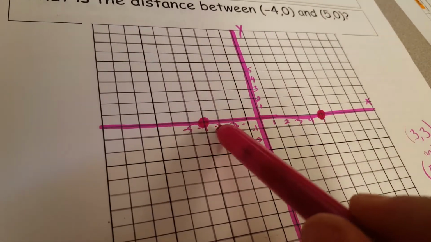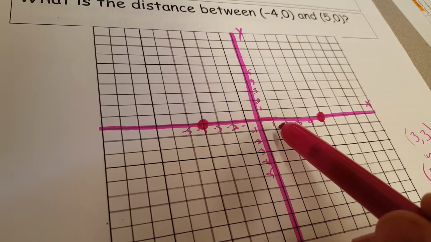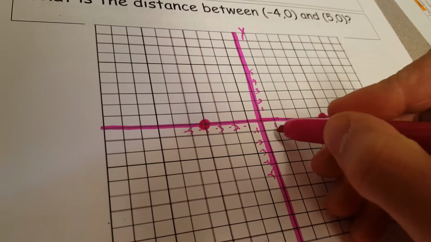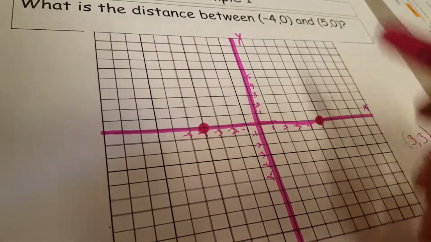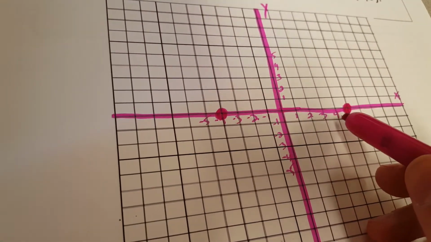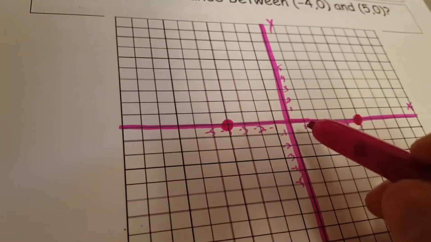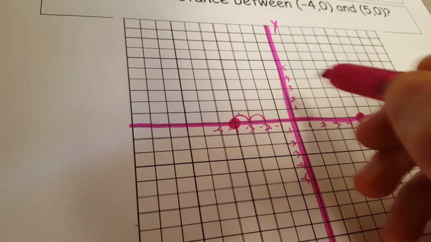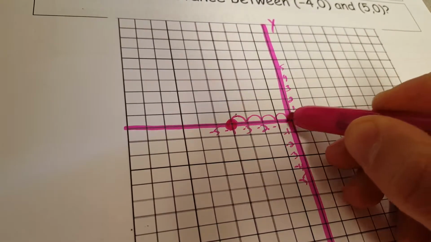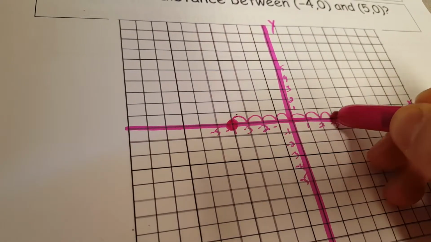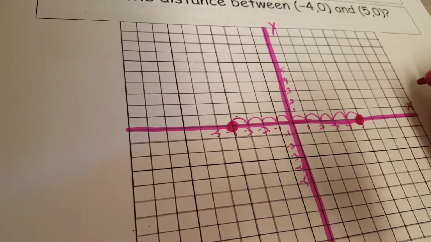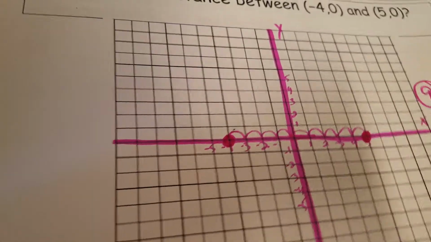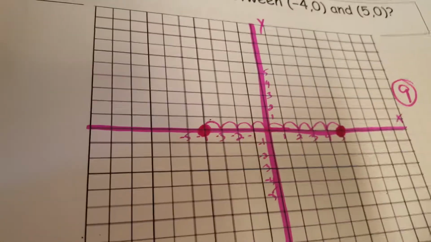Since I'm scaling by ones, I'm just going to count the boxes. This won't work if my scale is by twos, but since I'm scaling by one digit, I'm able to count the boxes. So to go from point A to point B, it's 1, 2, 3, 4, 5, 6, 7, 8, 9. My answer is 9. Now that's one strategy, and you really don't even need to use a coordinate plane to find the answer to this.